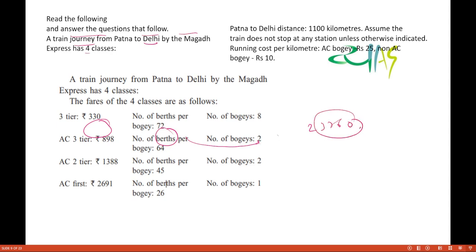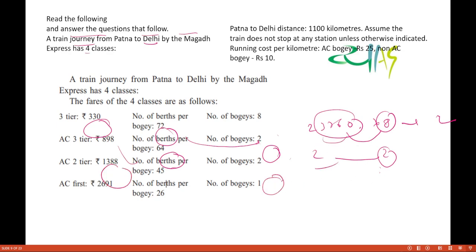Okay, then you have 8 bogies. So this will generate this much revenue, and then here you have 2 bogies. This will generate some revenue when you multiply this by 2. Now, because I have told you guys, when you were solving this question, you might have noted all the facts and figures. So definitely now you have those facts, you can multiply and compare which one is giving the highest revenue, whether this one or this one.